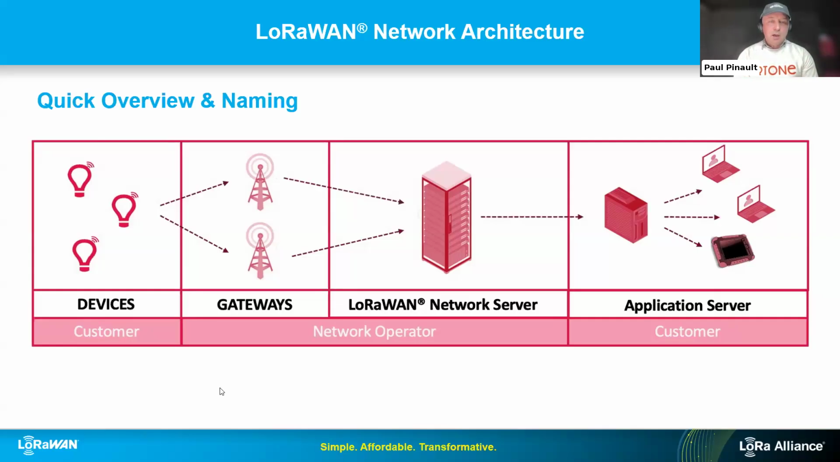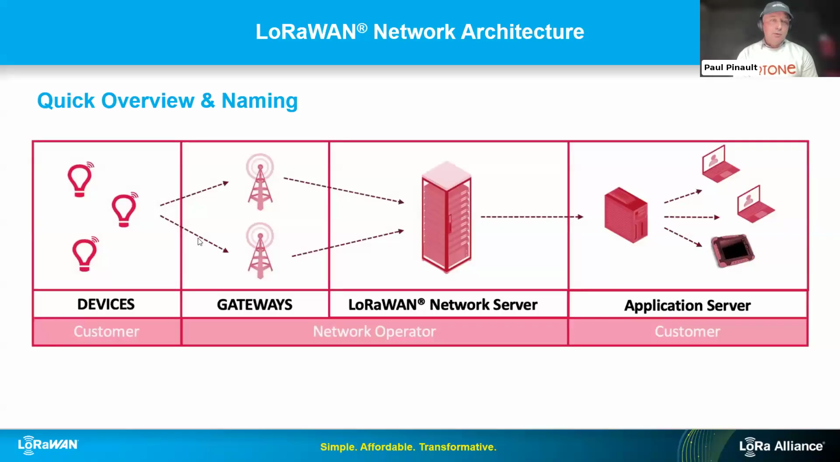In the middle of this, we have a network, and the network is composed of two elements: gateways, or hotspots on Helium, and a LoRa network server. I will call it LNS for the rest, it's easier. The role of the LoRa network server is to implement the protocol and basically to route the right device data to the right application server, to make it simple.